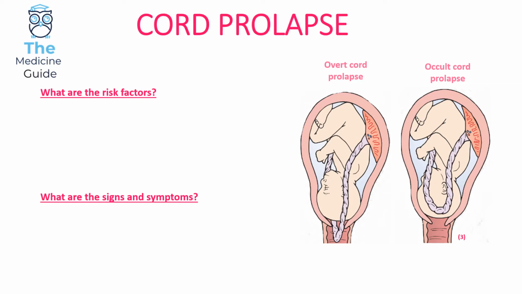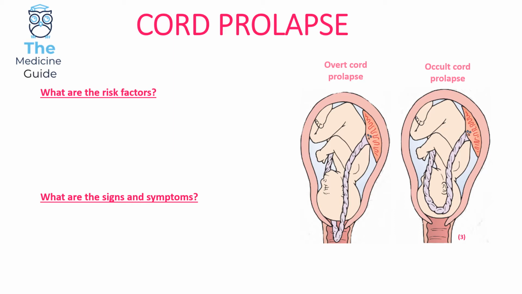presenting part. Now there are 2 types of cord prolapses. There is an overt cord prolapse, so that's the first picture, and then there's an occult cord prolapse. So an overt cord prolapse, as you can see, is descending before the presenting part, so it's descending before the fetal head, whereas the occult cord prolapse isn't. So that's something just to keep in the back of your mind.